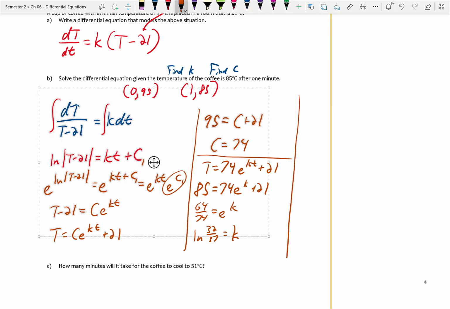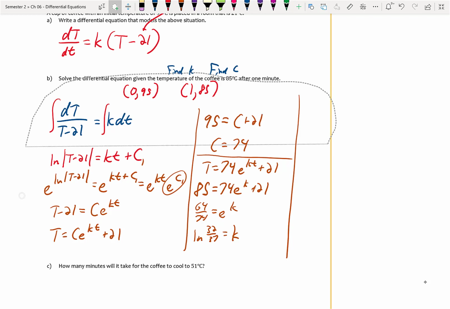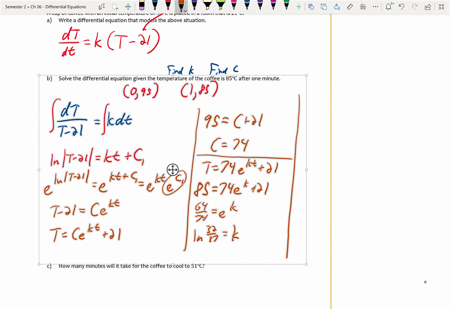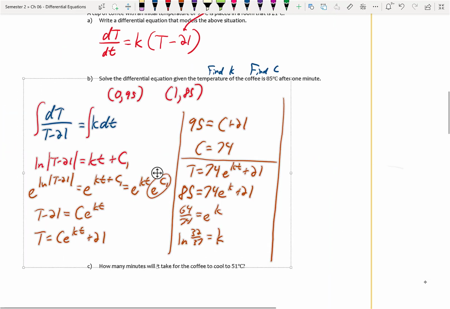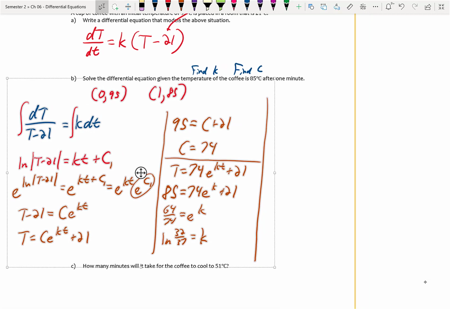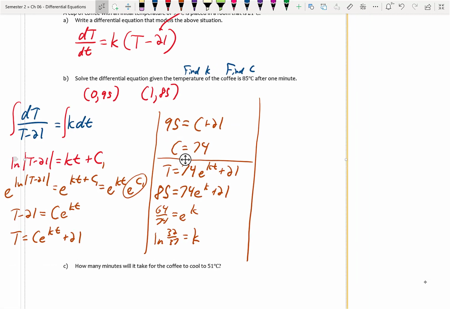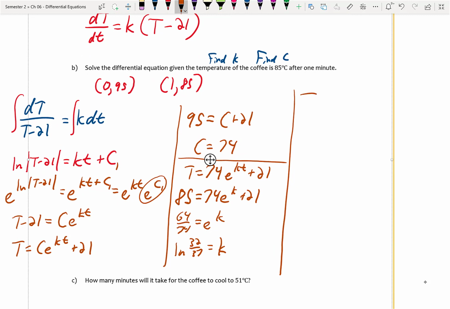Now I'm going to do something you can't, which is to take all of this and slide it to the left so I can give myself more space. If you're already in the habit of starting as far left as possible, you're better than me. But I'll plug that k back in, and I get t is equal to 74 times e to the natural log of 32/37ths to the t plus 21.